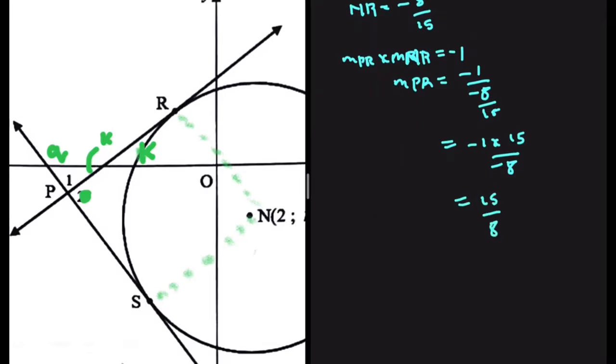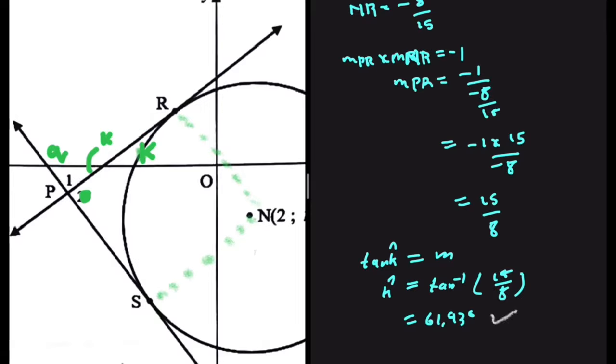So let's go ahead and find the value of K, the inclination of PR. So we can say that tan K is equal to the gradient. So our angle K is equal to tan inverse of 15 divided by 8. And if you do that, you should get 61.93 degrees as the size of angle K. So now we have angle K.